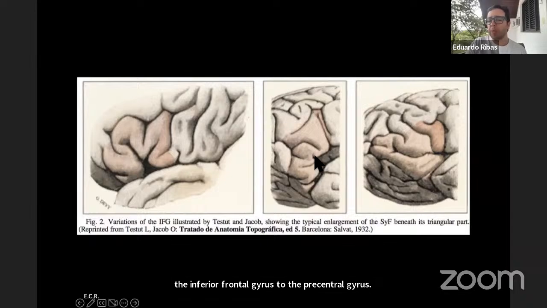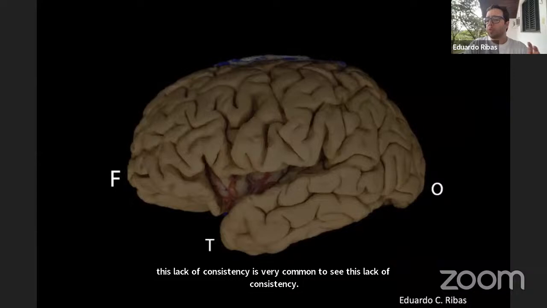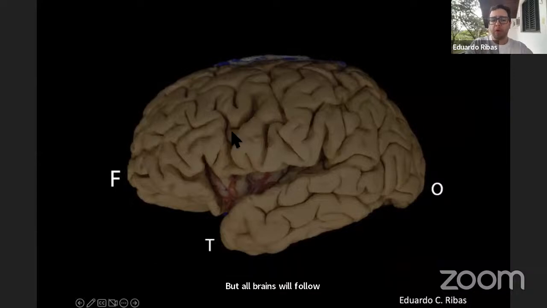Where would be the pars triangularis? Perhaps here. And in the subject on the right side, pars triangularis is perhaps here, really far away from the Sylvian fissure. So you can see this lack of consistency. It's very common to see this lack of consistency. But all brains will follow, up to a point, a blueprint. So I'm trying to make it short phrases for you to remember this blueprint.